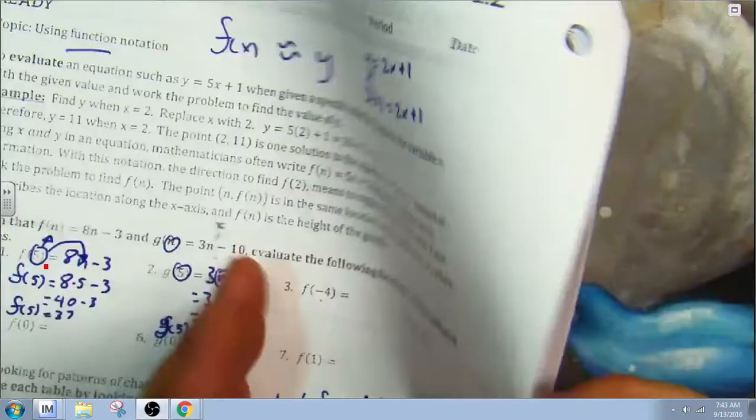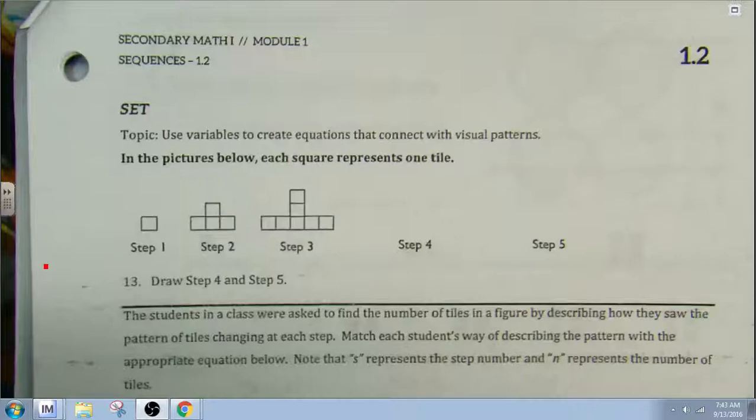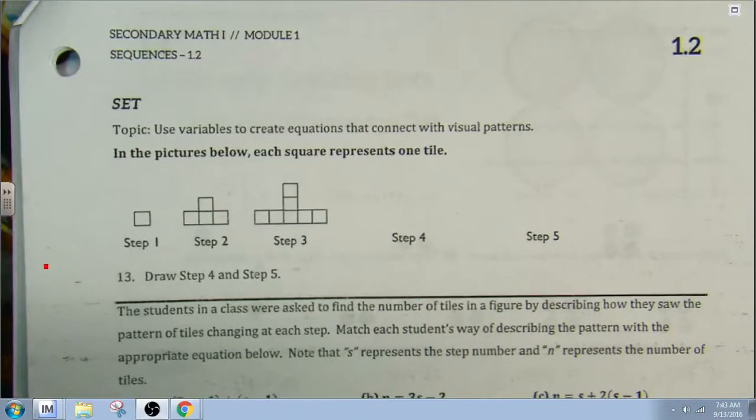Alrighty, let's go to the next section here. Okie dokie. Here we go. This is kind of the same sort of thing, except we're doing a visual representation, and so we have to see what our pattern is.